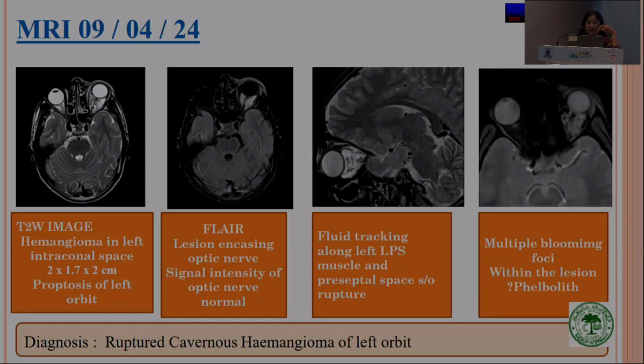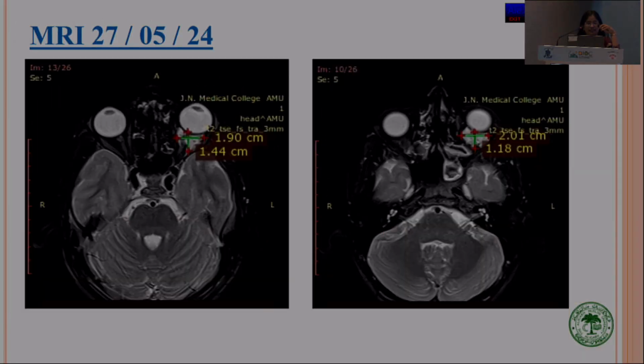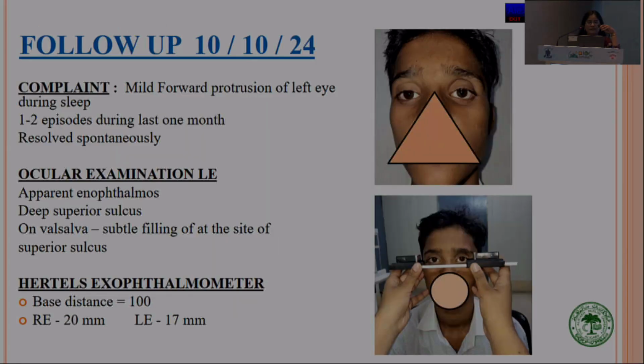MRI brain shows hemangioma in left intraconal space, proptosis of left orbit, lesion encasing the optic nerve, but signal intensity of optic nerve was normal. You can see fluid tracking along the left LPS, which is suggestive of rupture. Multiple blooming foci within the lesion, that is phlebolith. So a diagnosis of ruptured cavernous hemangioma was made. A follow-up MRI was done after 1 month to look for progression of the hemangioma.